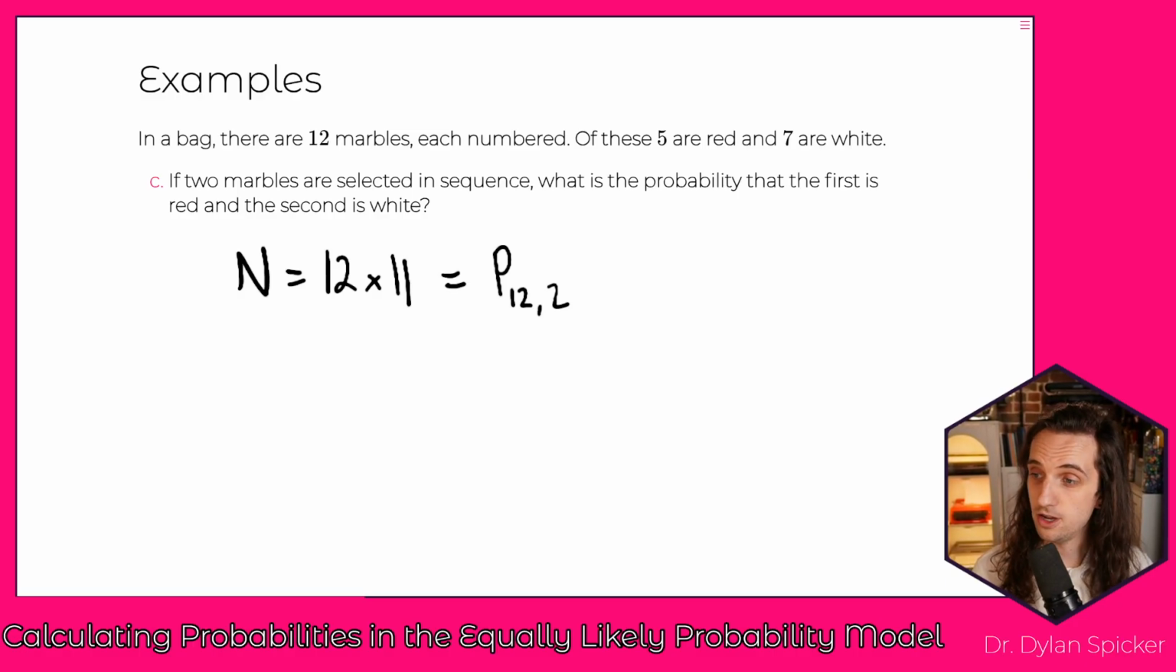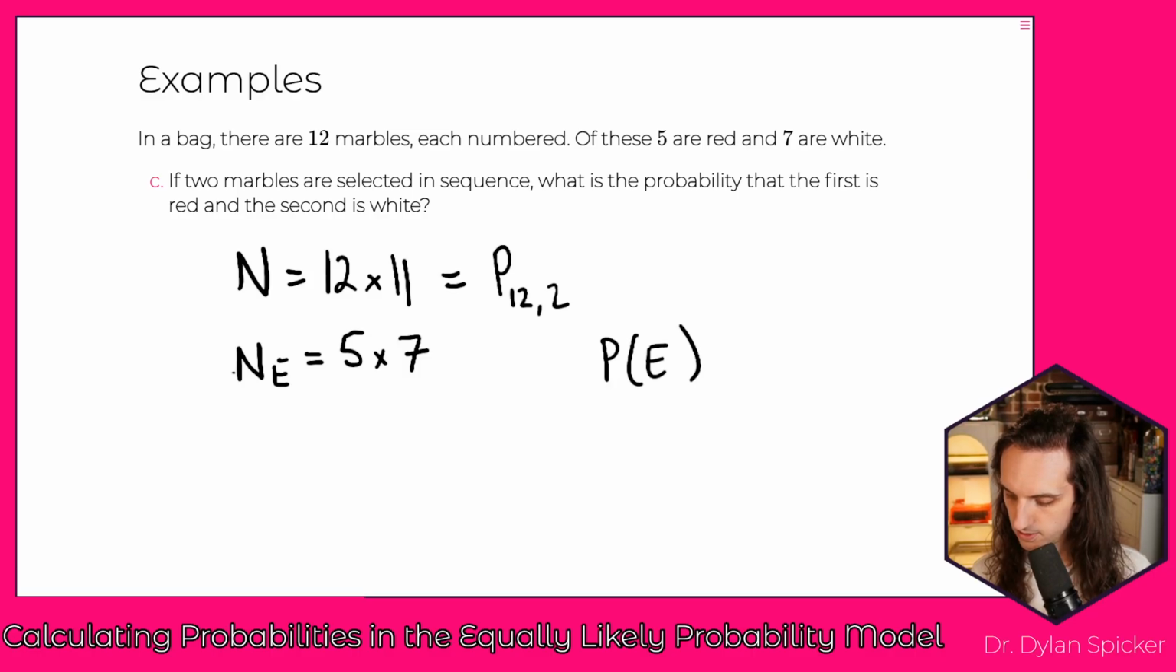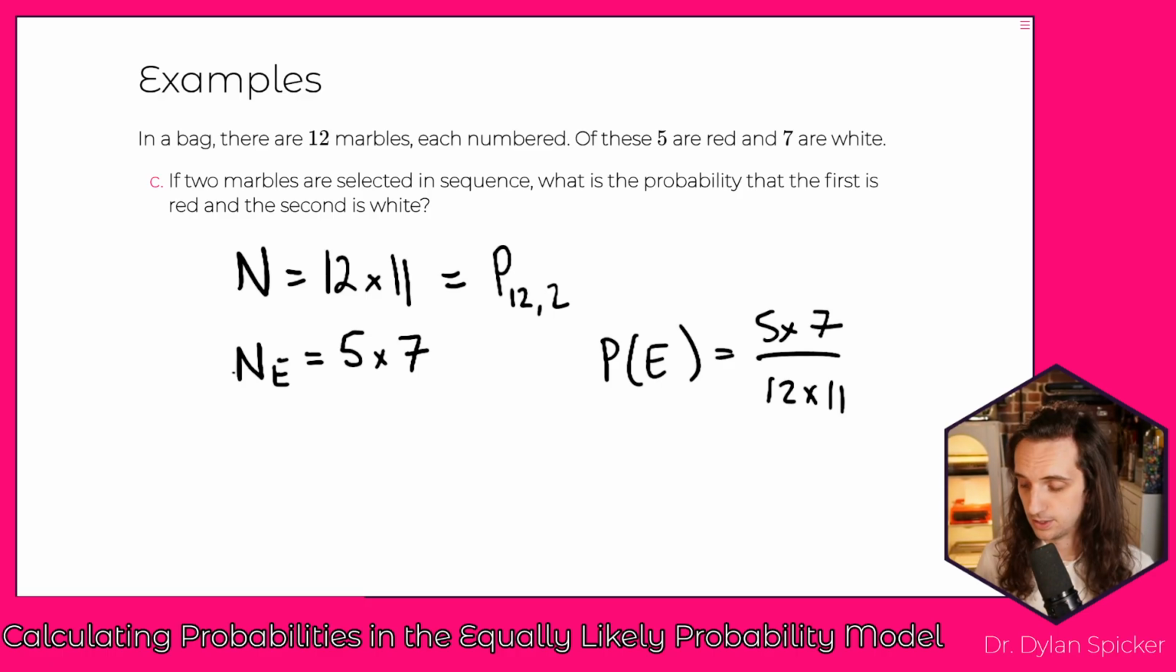So then we ask ourselves, okay, well, how many ways can the event E happen, where the event E is that we first select a red and then we select a white? And there are going to be 5 ways of selecting a red on our first draw, right? And then there are going to be 7 ways of selecting a white on our second draw. And so then the probability that E happens is going to be equal to 5 times 7 out of 12 times 11. Right? We take the total number of ways the event can happen, divide that by the total number of things that can happen.